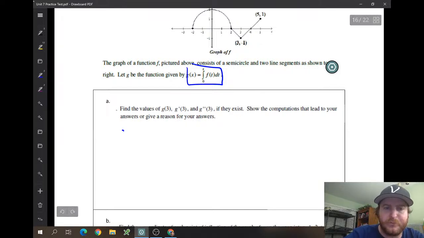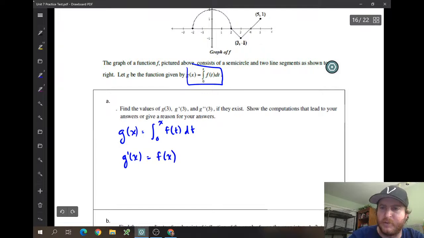I might write out, okay, g of x equals the integral from 0 to x of f of t dt. Then g prime of x will be equal to f of x. That's the fundamental theorem of calculus, where we did the derivative with the chain rule. The derivative of x is 1, and then plug in, so we just get f of x. And then g double prime of x is equal to f prime of x.